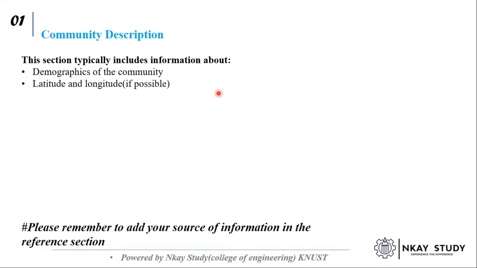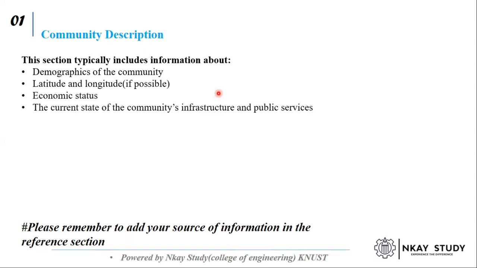We also have latitude and longitude, if possible. Also talk about the economic status, the current state of the community's infrastructure and public services, community size, history, and then notable features, right? Amazing. So these are some of the pertinent factors you should include in your description, right? Amazing. So for the first one, I think I should give a brief explanation to that, right?